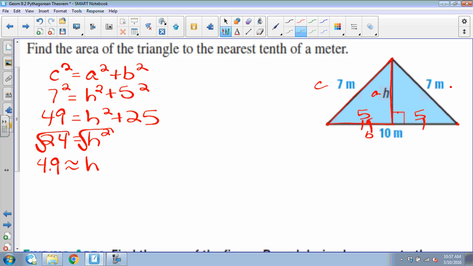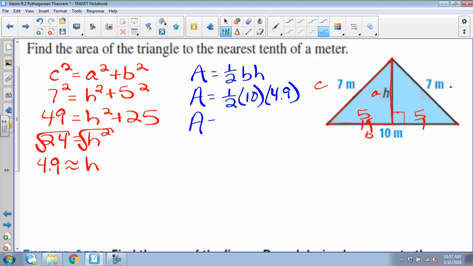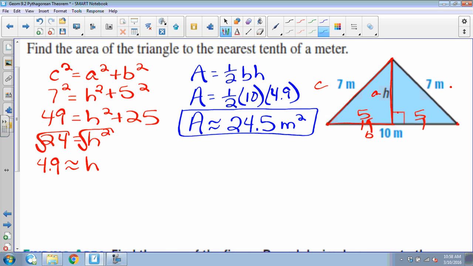Right? So now we go find the area. Area equals 1/2 base times height. So area equals 1/2 times 10 times 4.9. So area is approximately equal to 24.5 what? What's my unit? Meters squared. Area is always squared, volume is always cubed. Okay?